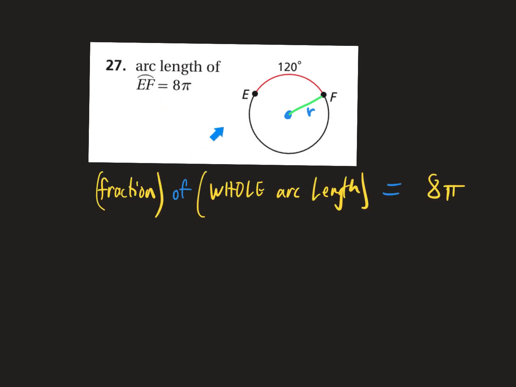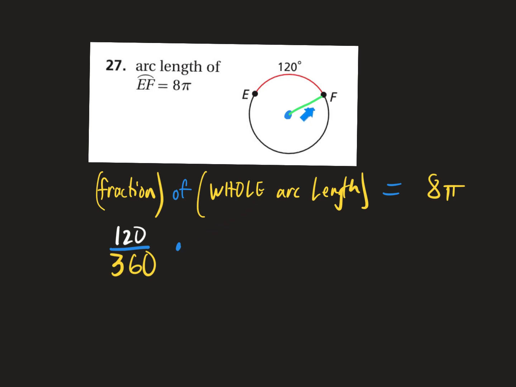So let's say that again. 8 pi is the length of arc EF, and that arc length of 8 pi is some fraction of the whole arc. Well, what's the fraction and what's the whole arc? The fraction that this red arc is of the whole arc is 120/360, part rotation over the whole rotation.